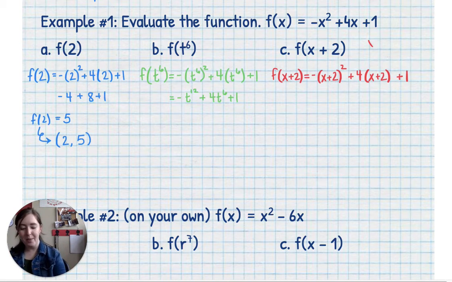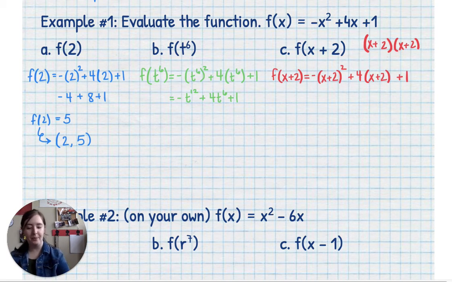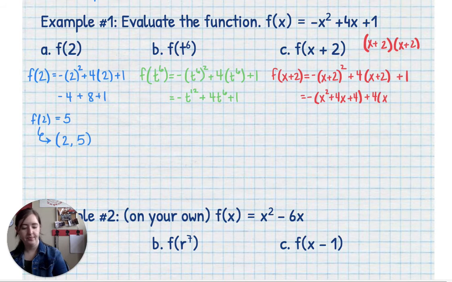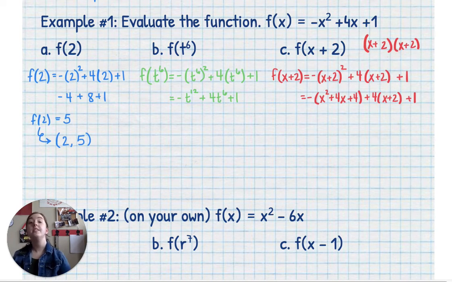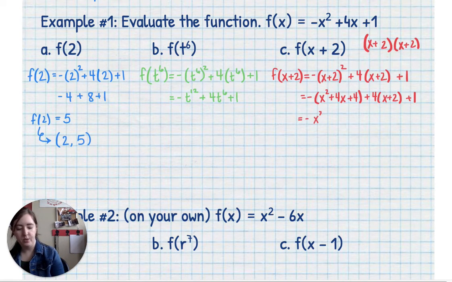So if you need to, up here in the corner, multiply out x plus 2 times x plus 2, then do it. But when I do multiply that out, I'll end up with x squared plus 4x plus 4. And remember, I still have that negative out front that needs to be distributed to everything inside. So now I'm going to do all of my distribution in this next step. I'm going to distribute that negative. So negative x squared minus 4x minus 4 plus 4x plus 8 plus 1.